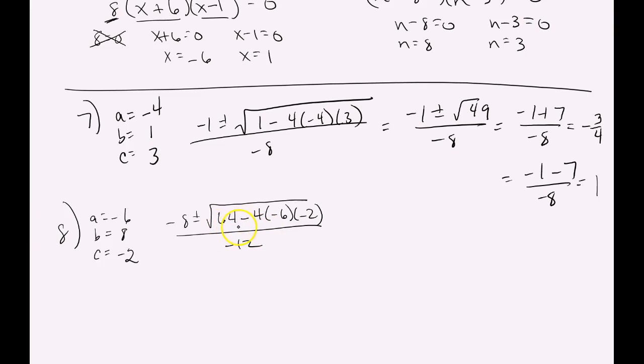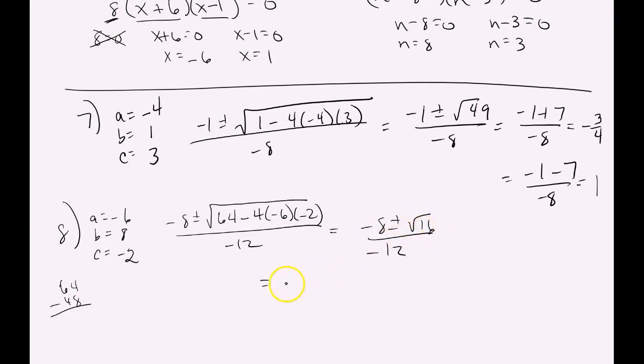Okay, so 64 minus, what's 24 times 2? Is that 48? So 64 minus 48. What is that? Is that a 16? Okay, so this is negative 8 plus or minus the square root of 16 over negative 12.